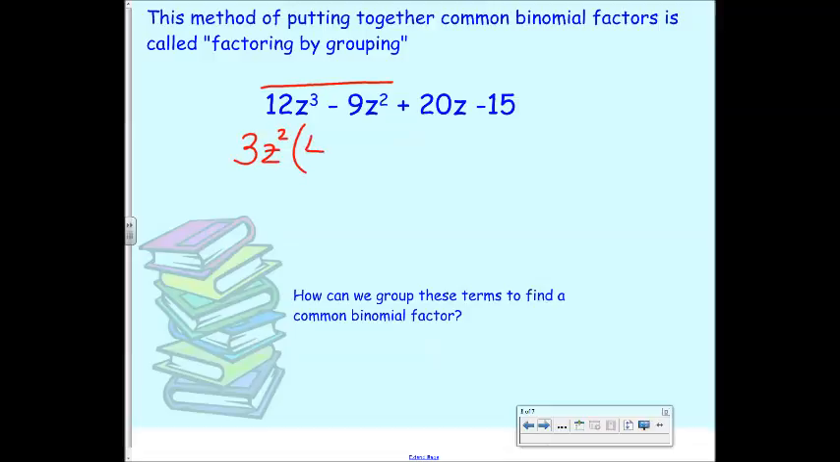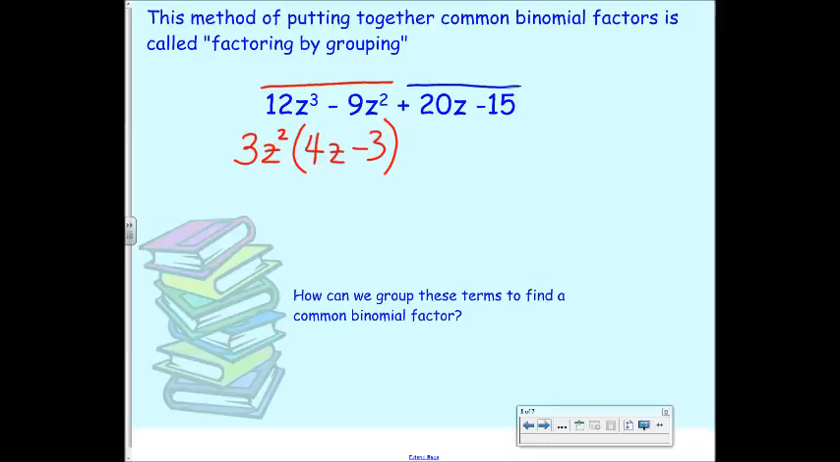4z, good. Not to the second because we had 3. We took out 2, so how many do we have left? Just 1. So 3z or 4z minus, how many times is 3 going to 9? 3. And then z squared is z squared, so then do I have any z's left? No. Okay, so there's my red part.